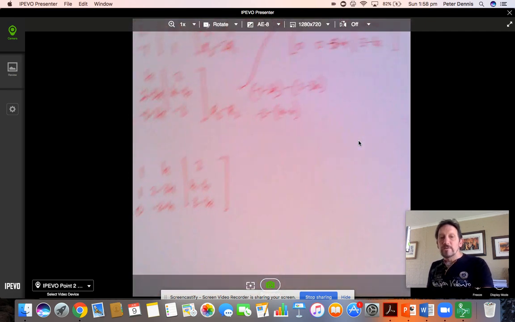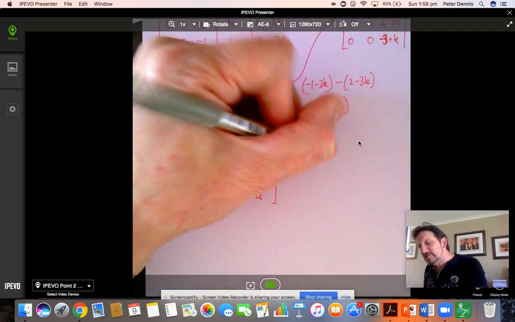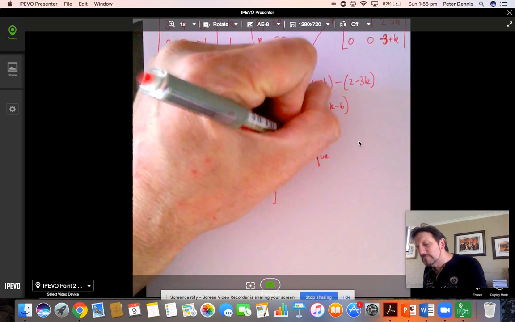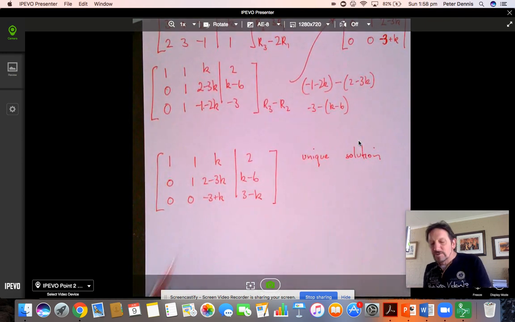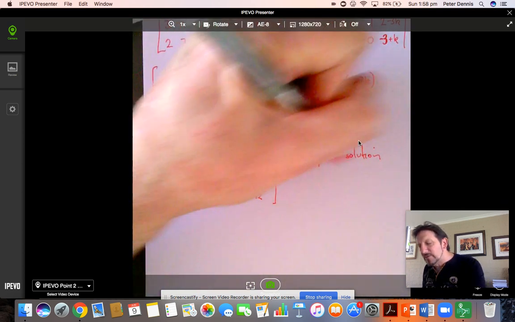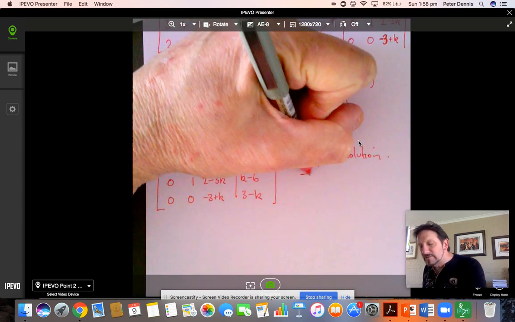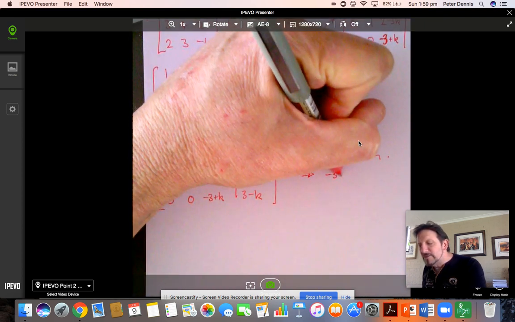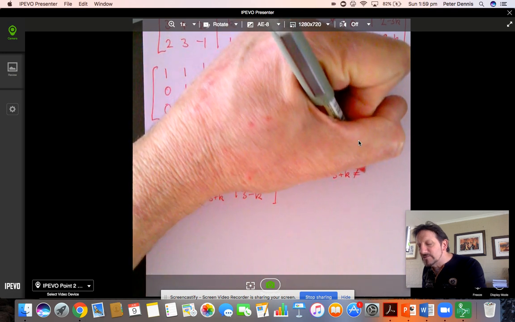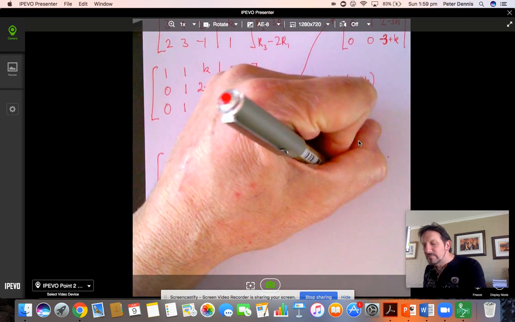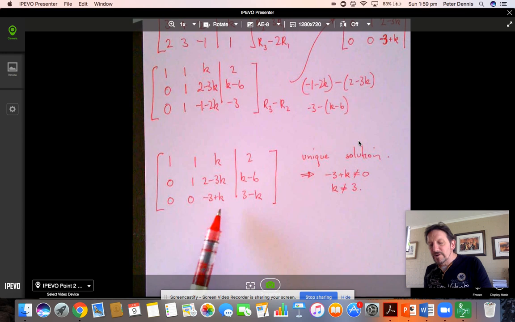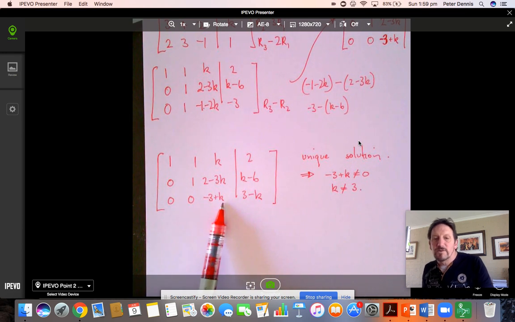Okay, so if we have a unique solution, a unique solution means that this is going to be a number, a non-zero number. So as long as we have a unique solution, what that implies is that minus 3 plus k does not equal 0. In other words, k does not equal 3. So as long as k doesn't equal 3, we have a unique solution.